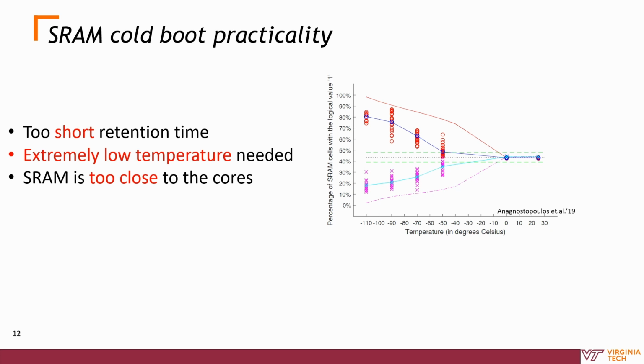And then on top of this, an SRAM cell's retention time depends on fabrication technology, which determines the minimum temperature needed to freeze the data. So even if we can, say, power cycle a device within 20 milliseconds, we see virtually no data retention at most SoCs' minimum temperature limit, minus 40 degrees Celsius.